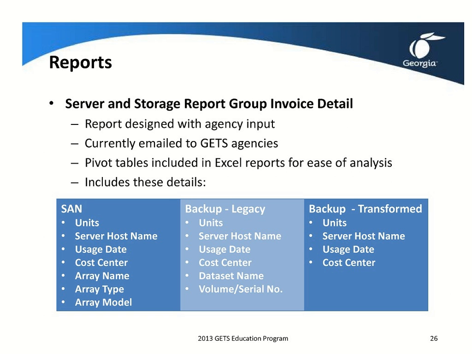So as far as the reports that are available today, recently, within the past 2 months, we've released the Server and Storage Report Group Invoice Detail report. It's a lot of words. But this was designed as part of Project IC with the help and input of our agencies, and it includes details as listed here. For SAN, you have unit, server, host name, usage date, cost center, and then your array name, type and model. For the backup RUs, you have unit, server, host name, usage date, cost center, dataset name and volume / serial number. And then for transformed, you have units, server, host name, usage date, and cost center.